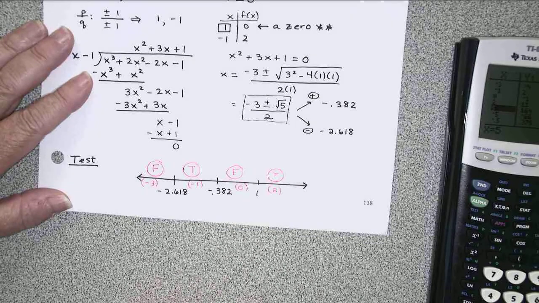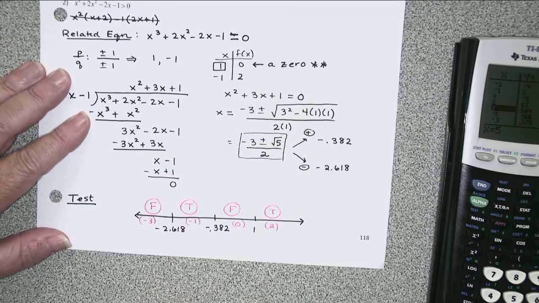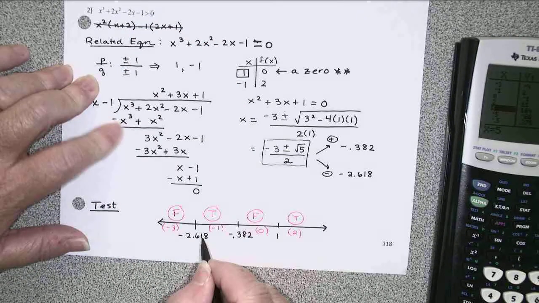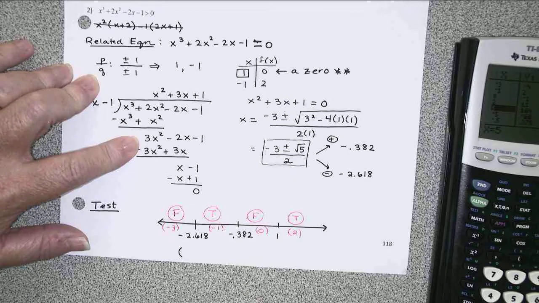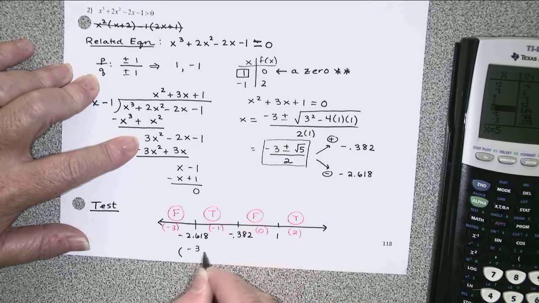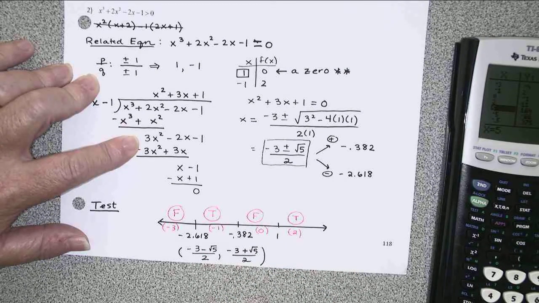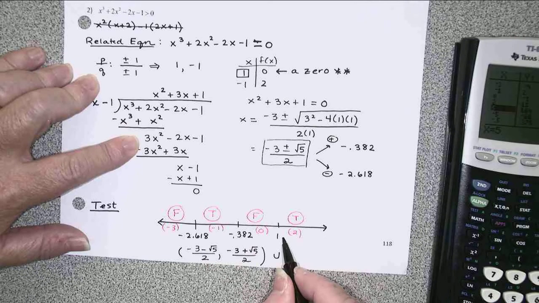So, let's see. We wanted strictly greater than 0 this time. Not equal to, so I'm going to use parentheses everywhere. And if I wanted to go back to my exact values, I could go back and say this one actually came from -3 minus the square root of 5 over 2 to this value, which was really -3 plus the square root of 5 over 2. And then it's true again from 1 to infinity.